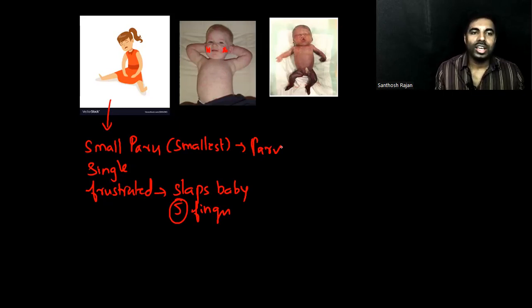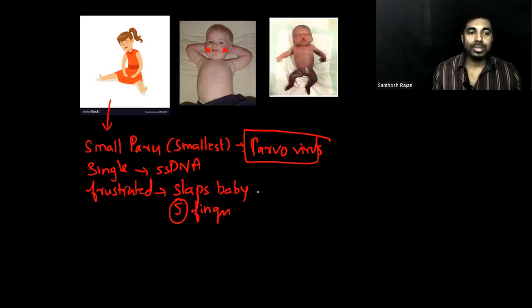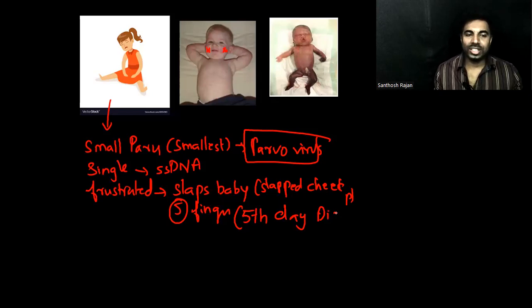Number one done. And this is the only single-stranded DNA virus. Only single-stranded. She slaps the baby, like the one we saw. What did the baby have? Slapped cheek appearance. That is actually the slapped cheek appearance. Why do I say five fingers? Because this disease is the fifth day disease.